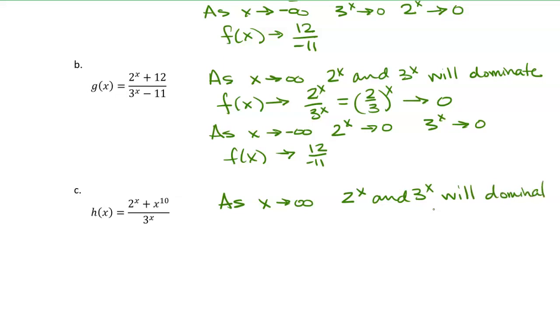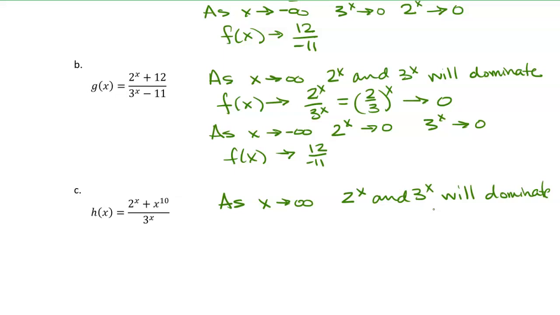Okay, dominate. So they're getting bigger and bigger, even bigger than x to the 10th. All right, here before we had constants, but now we have an x. So this x to the 10th is getting bigger and bigger too, but just not as fast. But it's still going to dominate in the long run because we're talking about going to infinity here.